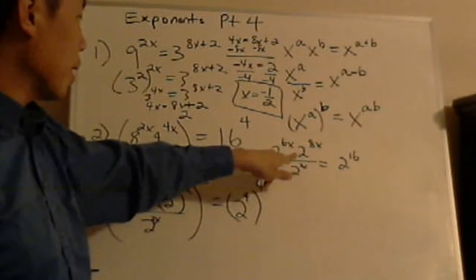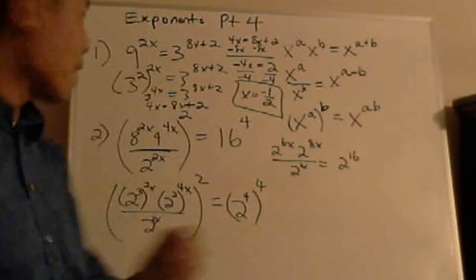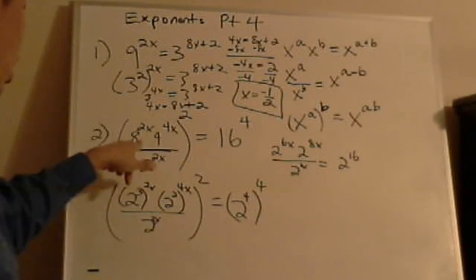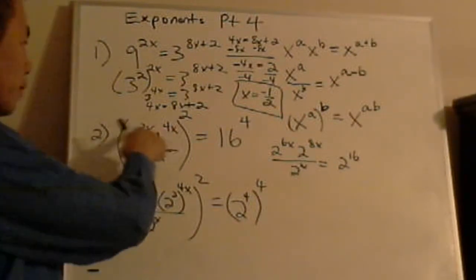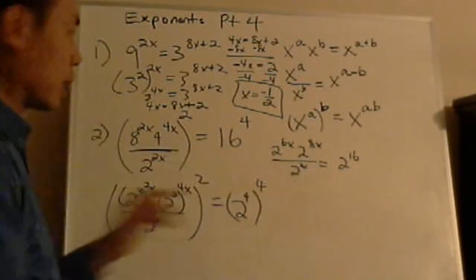2 to the 6x times 2 to the 8x. You add the exponents with the same base, right? It's the same base now. Before it wasn't. That's why you couldn't do it before. Before you can't add 6x plus 8x here because they're different bases. See, now they're the same base. Now you can add them together.